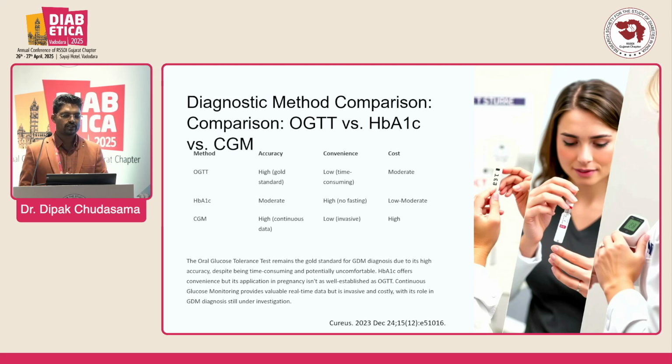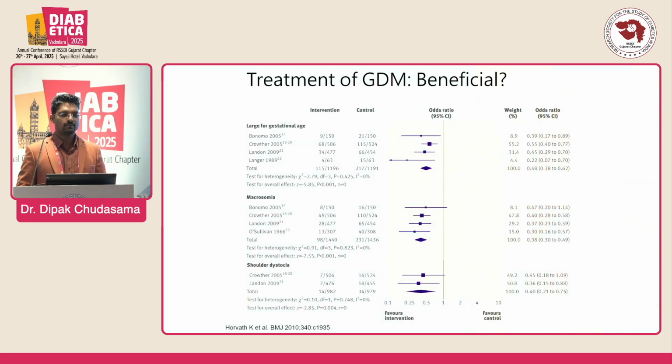So oral glucose tolerance tests remain the gold standard for GDM diagnosis due to high accuracy, despite being time consuming and potentially uncomfortable. HbA1c offers convenience, but its application in pregnancy isn't as well established as compared to the oral glucose tolerance test. Continuous glucose monitoring provides valuable real-time data, but it's invasive and costly, with its role in GDM diagnosis still under investigation. So it's not approved for diagnosis, even in the treatment part as well. So CGM is not that much.